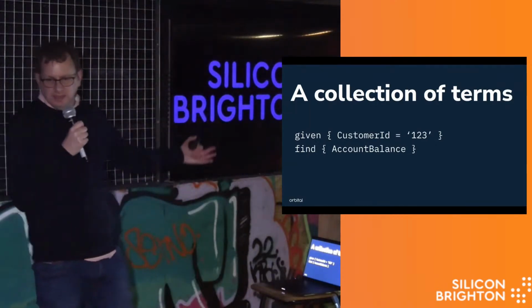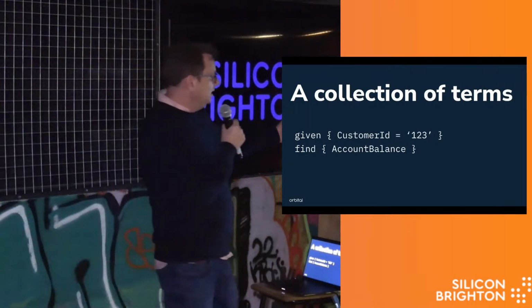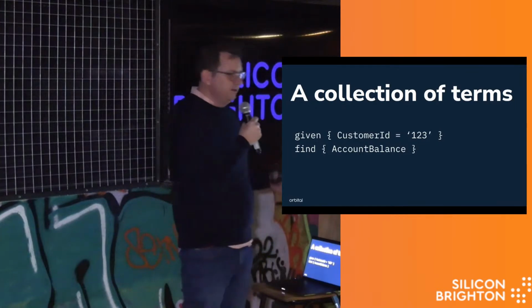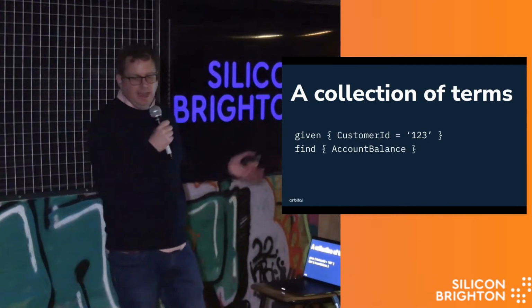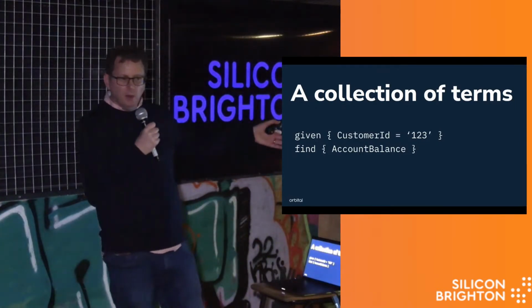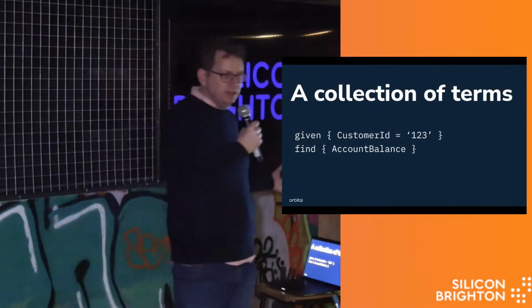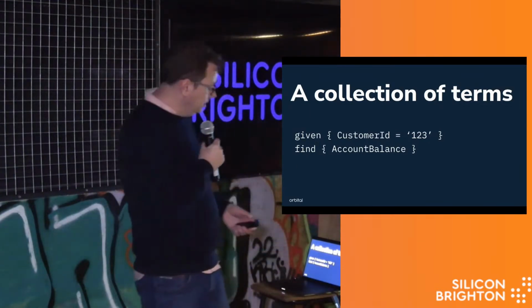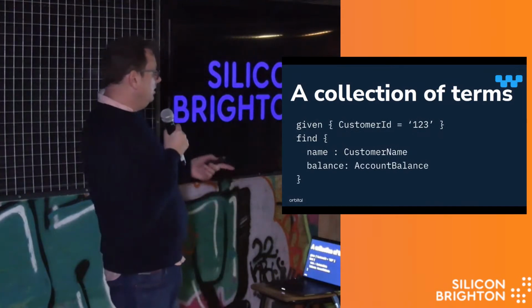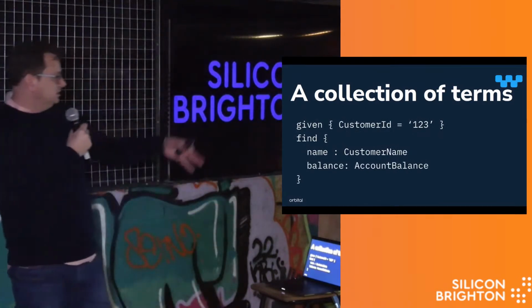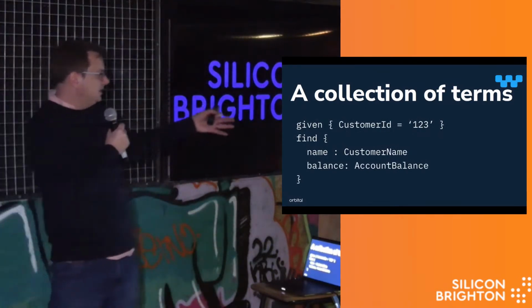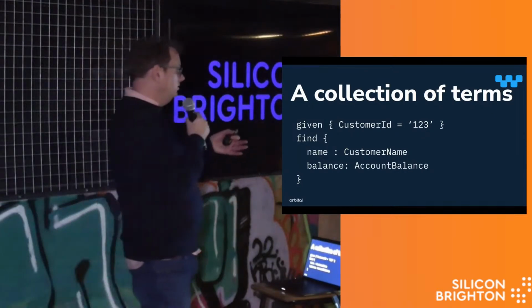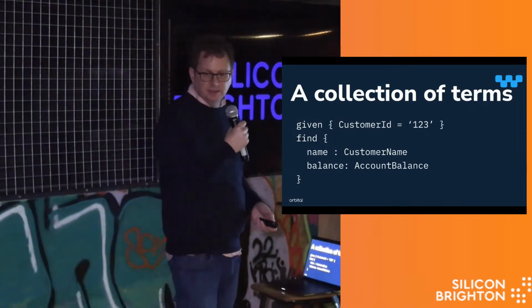We can say, given this thing that I know, like a customer ID of 123, find me the account balance. And I don't need to talk about where the system is or how to do this because we have this graph that will work it out. Or maybe I can go a bit richer and say, given a customer ID of 123, here's the data that I want. I want to know the customer's name and I want to know their account balance.